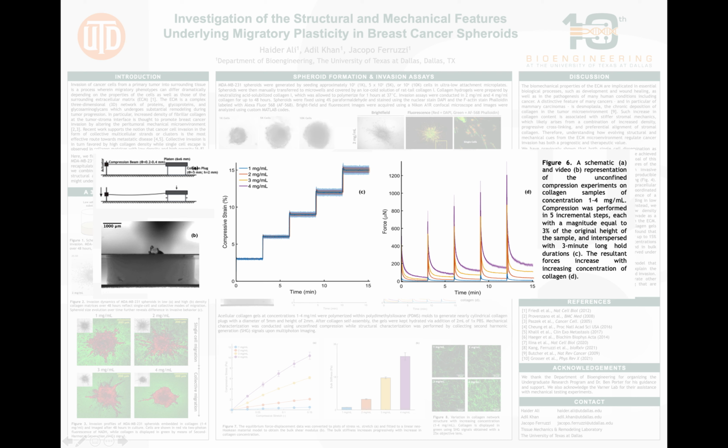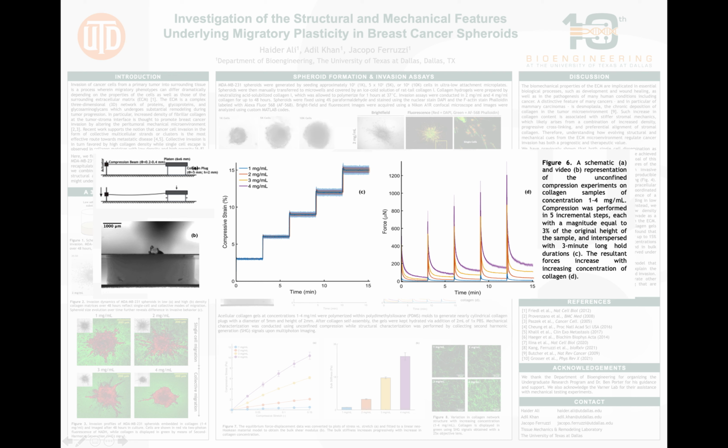In light of these observations, we hypothesized that the switch in migratory phenotype is driven by physical confinement from the extracellular collagen. To better understand the mechanical and structural properties of collagen, we performed the unconfined compression test on samples of 1 through 4 mg per ml collagen gels. You can see in figure A, the gels underwent 5 steps of compression, each with a magnitude of 3% of the gel's original height. Each compressive step was followed by 3 minutes of hold time.